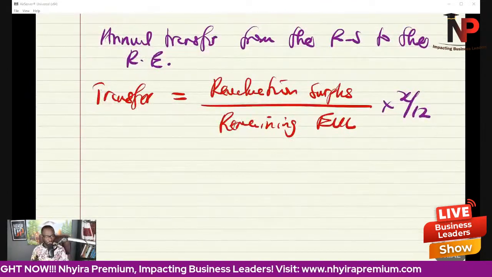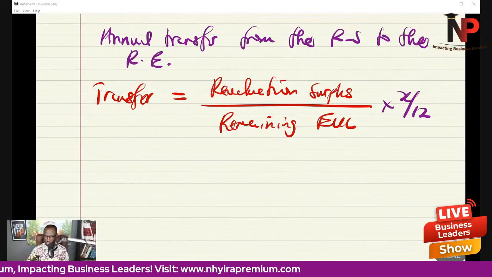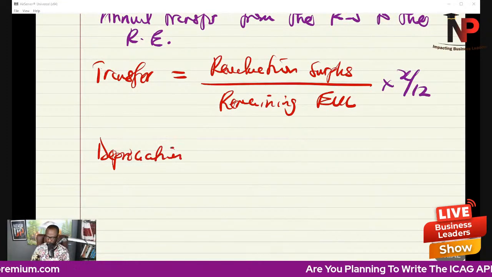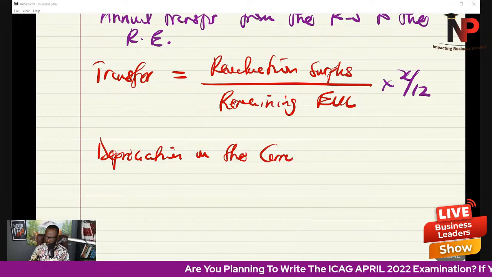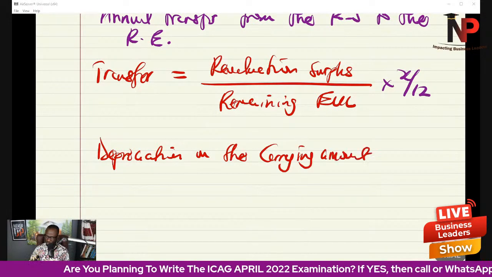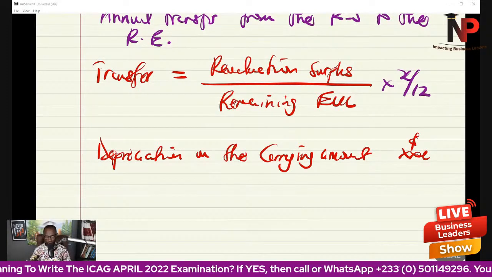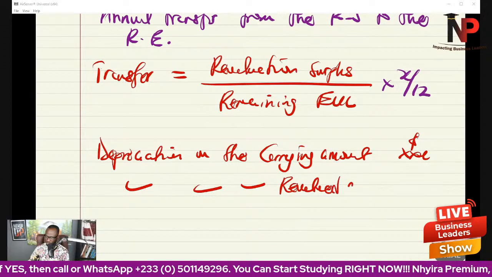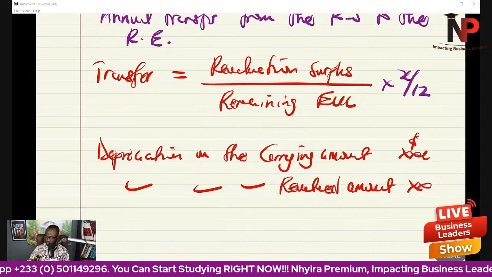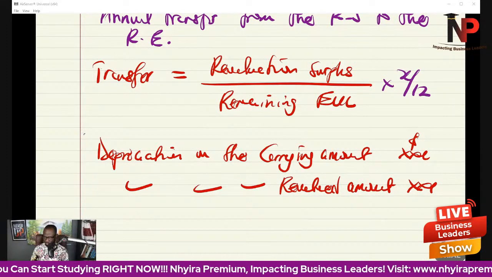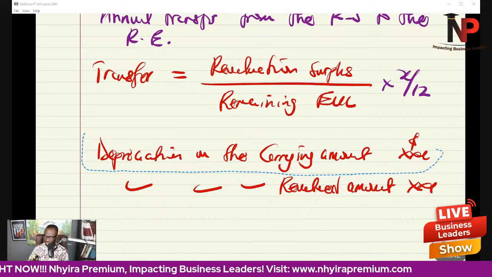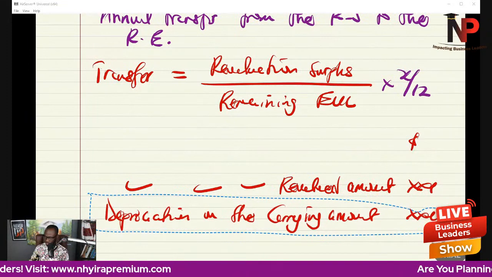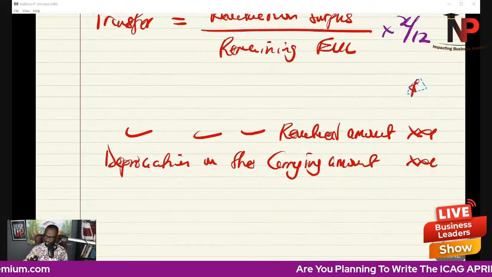Alternatively, the transfer can also be determined by looking at depreciation on the carrying amount, against depreciation on the revalued amount. Let me exchange it, because the one on the revalued amount will be higher if we are dealing with a revaluation surplus. So let me bring that one down. Does that make sense? To make it simpler.